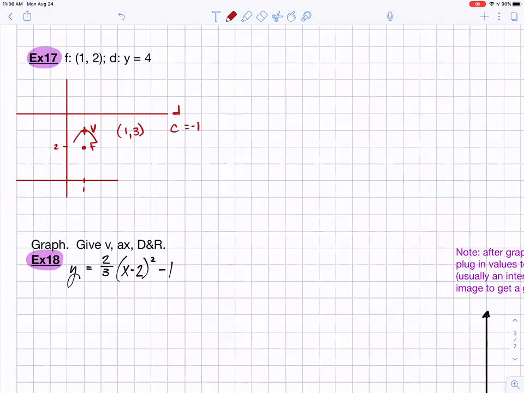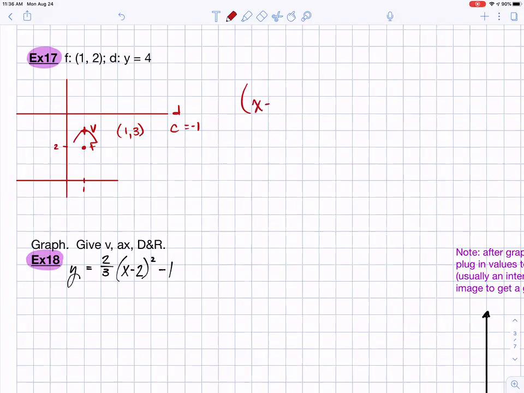And why is it 1? Okay, so that explains why it's negative. Why is it 1? Yeah, good. It's the distance between the vertex and the focus, or the vertex and the directrix. So which equation then should I be using? Yeah, the x squared equation.